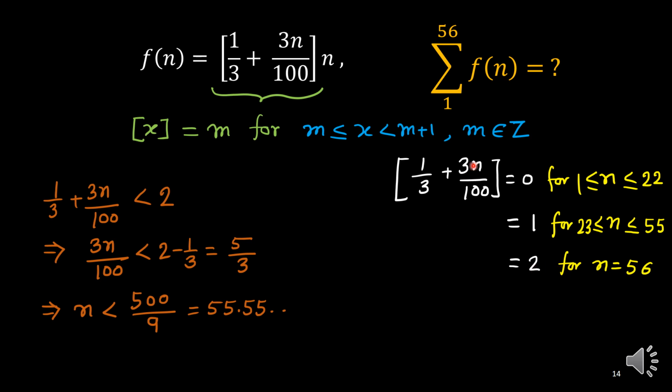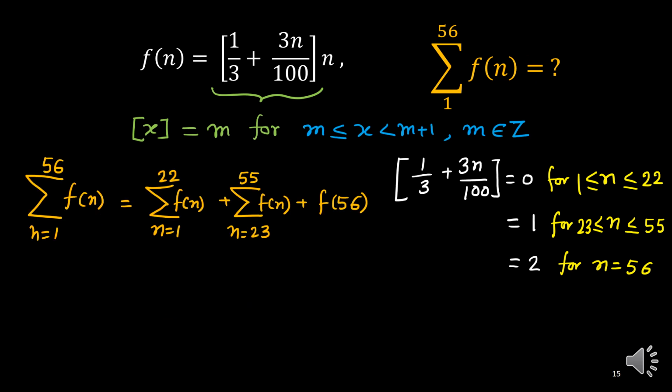Right? Now we have to take this summation. So this summation now we will consider in 3 intervals. First interval I will consider 1 to 22, this one. Second interval 23 to 55, this interval. And last one element, that is for f of 56, that I can add. That's all. It is only having one element.